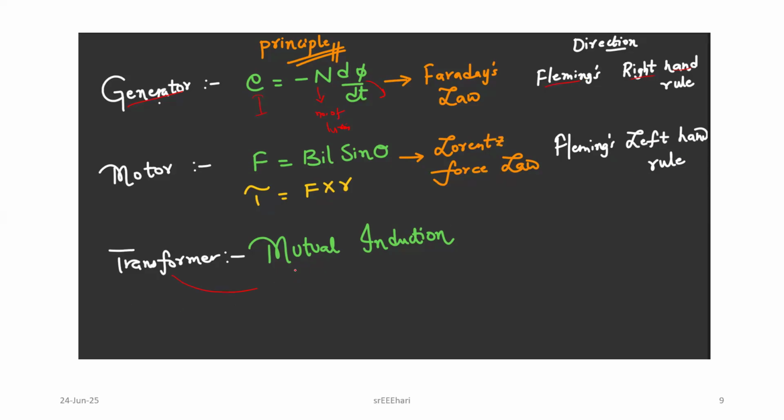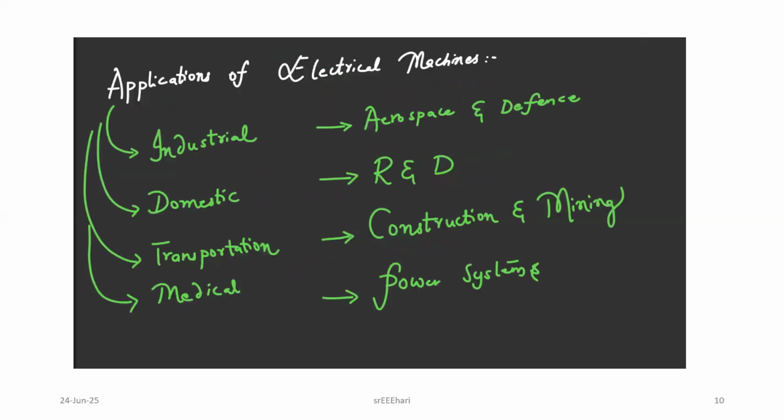A transformer works on the principle of mutual induction. Behind that, they use only Faraday's law. Whether it's an AC generator also, Faraday's law. Whether AC or DC depends upon the supply. The law and the principle don't change.